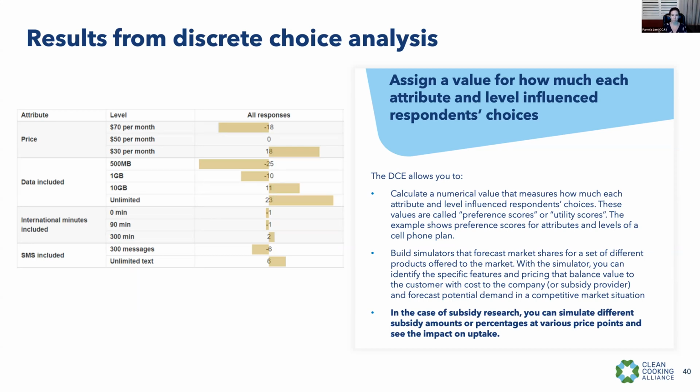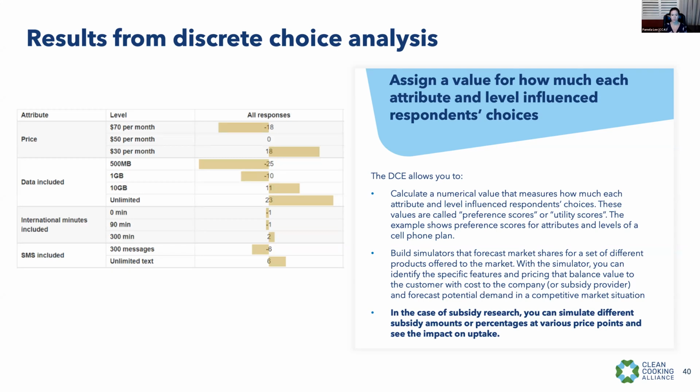That's not surprising, but what is powerful here is, first of all, understanding that the data included seems to have the largest range, meaning that is a huge decision factor for people, whereas the number of international minutes that they get is much lower on the scale, much less impactful in their decision making. And then you can build a simulator with these results.